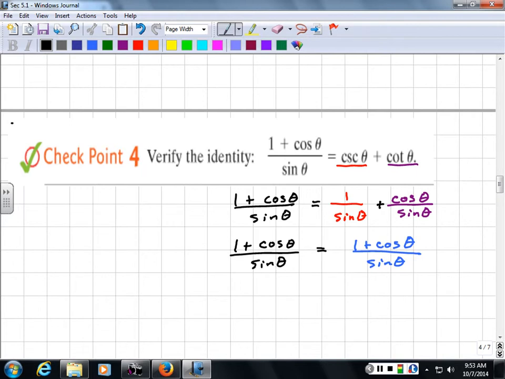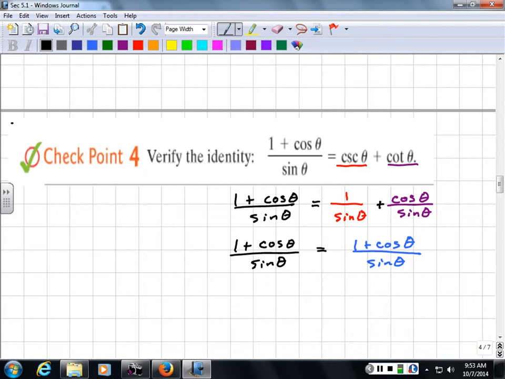Now, what if I started on the left-hand side? Could I still solve this or verify it? Sure. If I had started on the left-hand side, what would I do? Yes, Jesse?